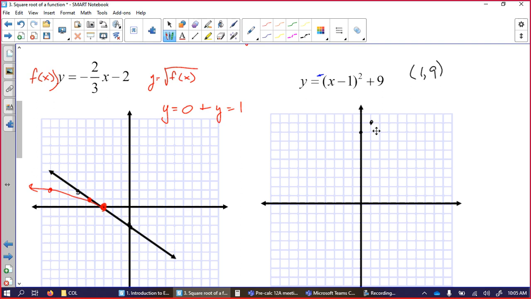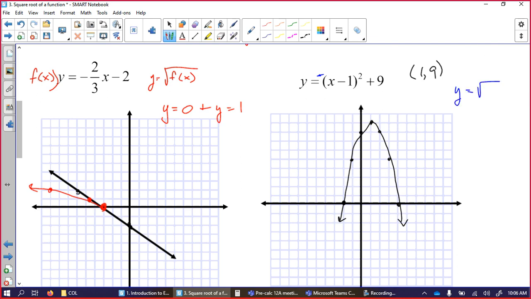Over 1, down 1, over 1, down 3. Hey, look at that. So we've got a horrifically drawn parabola, but there is f of x.